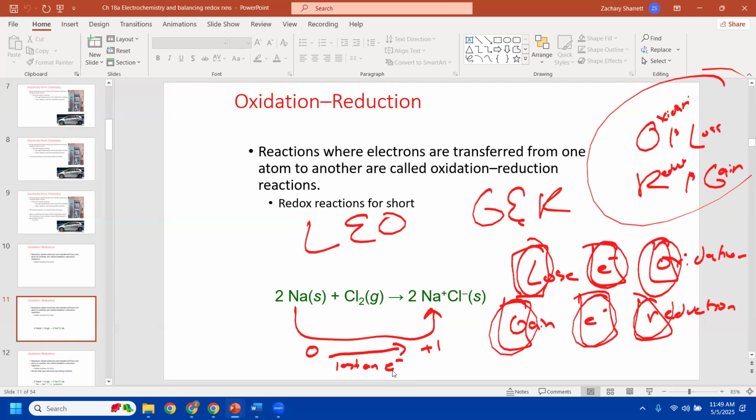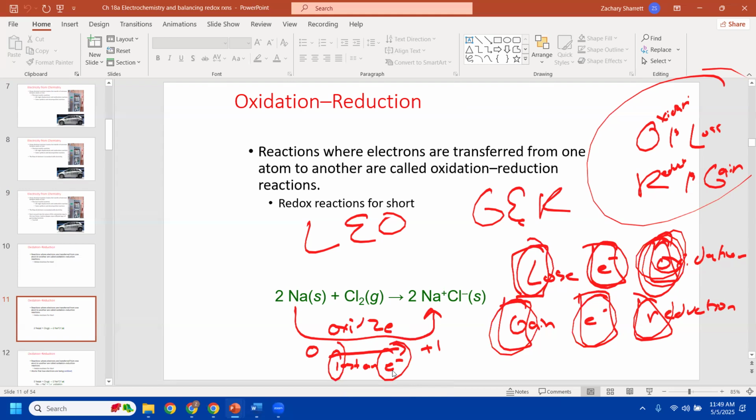So did the sodium lose an electron? Yes or no? So what is it, Nana? Is the sodium getting oxidized or reduced? It's oxidized, because losing electrons is oxidation, LEO. So the sodium's getting oxidized.